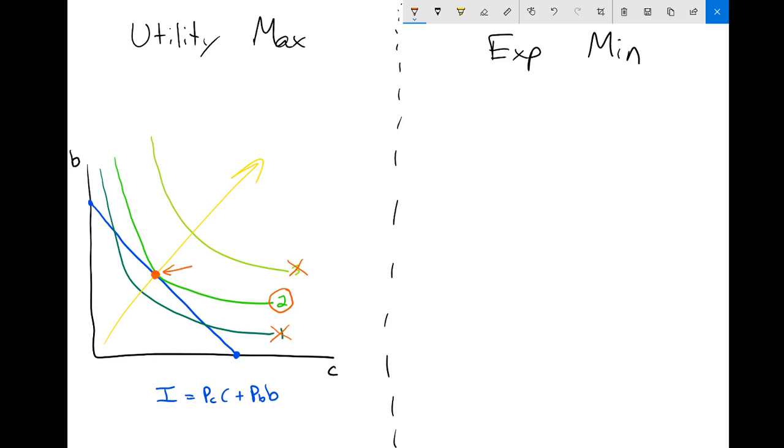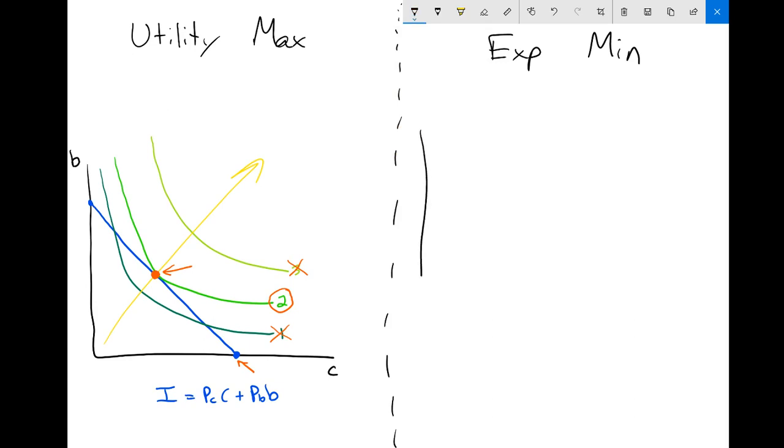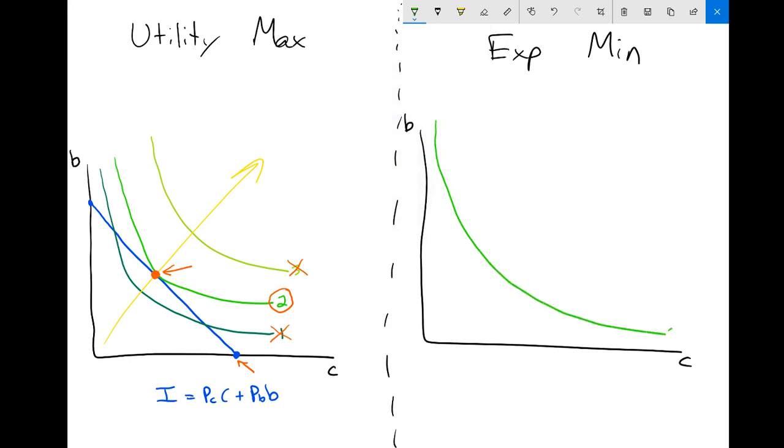Okay, but what you can see here is with utility maximization, the budget line is fixed. The budget line stays the same. And utility can vary. People will choose the bundle that gives you the most utility given the fixed budget line. Well, expenditure minimization is kind of the opposite problem. With expenditure minimization, the individual will take the indifference curve as a given.